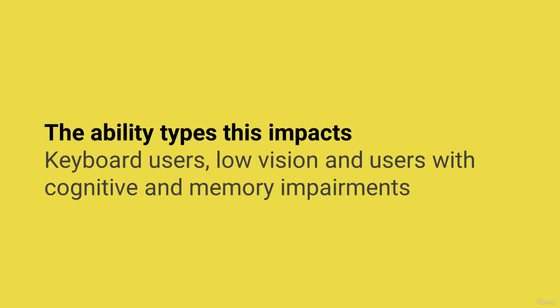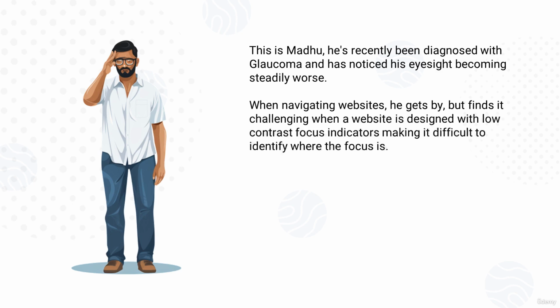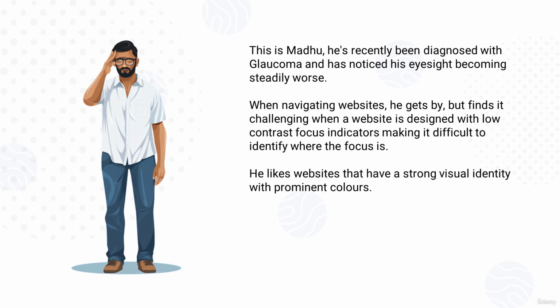So we know the problem the criterion attempts to solve, but what is the impact to a user? This is Madhu. He's recently been diagnosed with glaucoma and has noticed his eyesight becoming steadily worse. When navigating websites, he gets by but finds it challenging when a website is designed with low contrast focus indicators, making it difficult to identify where the focus is. He likes websites that have a strong visual identity with prominent colors.